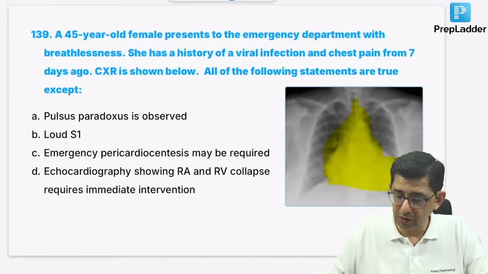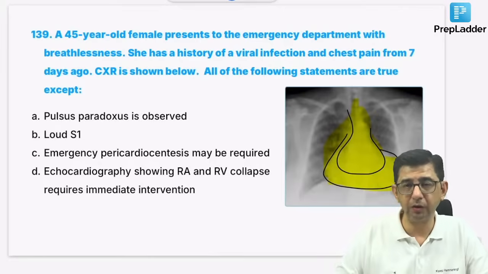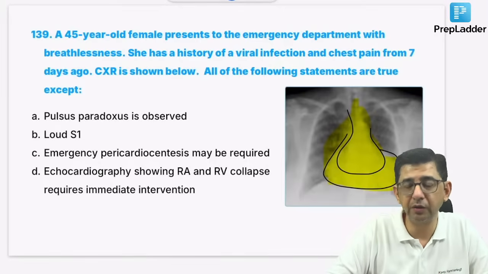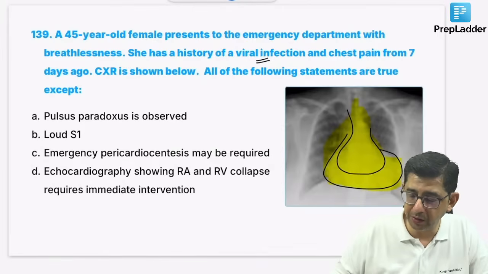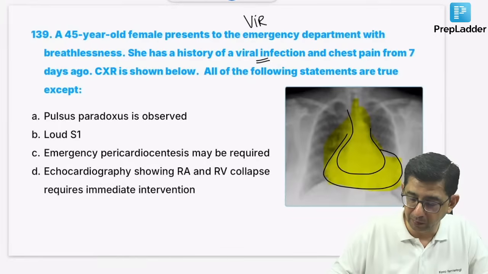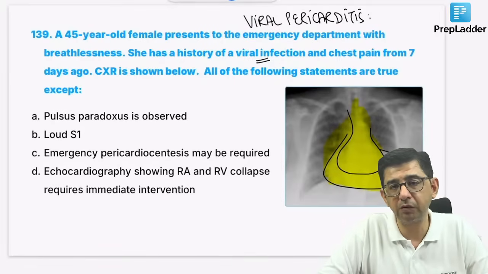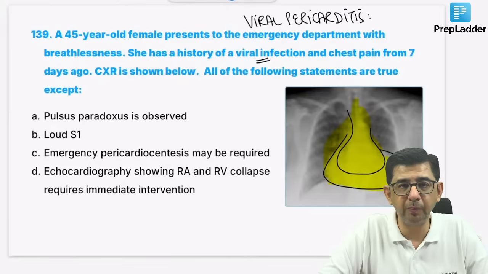Next, what you can see is a water bottle heart in a patient. There's a lot of fluid outside the heart, as you can see. The cardiothoracic ratio is pretty distorted. There is a viral infection that had occurred in a patient. So this could have been pericarditis, viral pericarditis. And this viral pericarditis is then contributing to pericardial effusion. And because of this pericardial effusion, if the amount is very high, it can result in tamponade also.